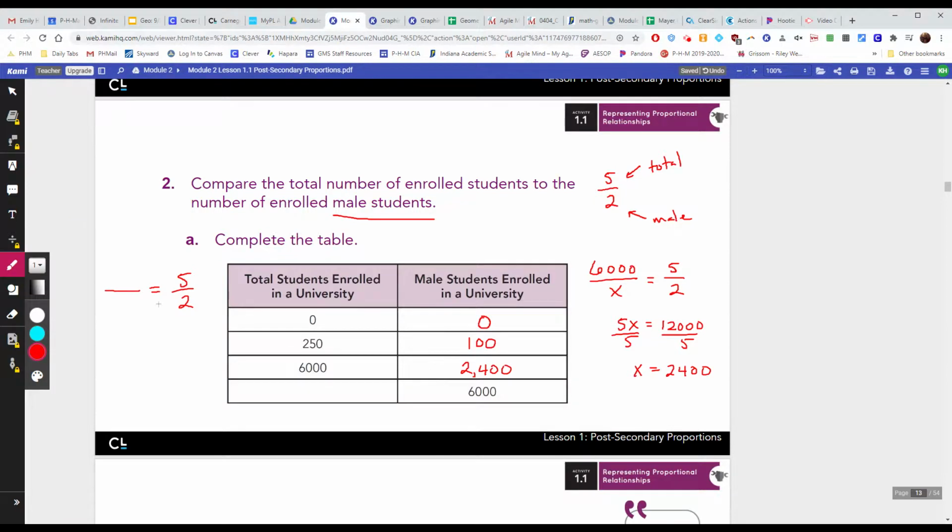If they give me that there are 6,000 males, that needs to go on the denominator down here because this is number of males in the denominator of the other fraction. So my variable is actually going to go right here. And now I can do my cross products. 5 times 6,000 is going to be 30,000. Divide by 2. And when I solve it, I get that there are 15,000 students total if there are 6,000 male students.